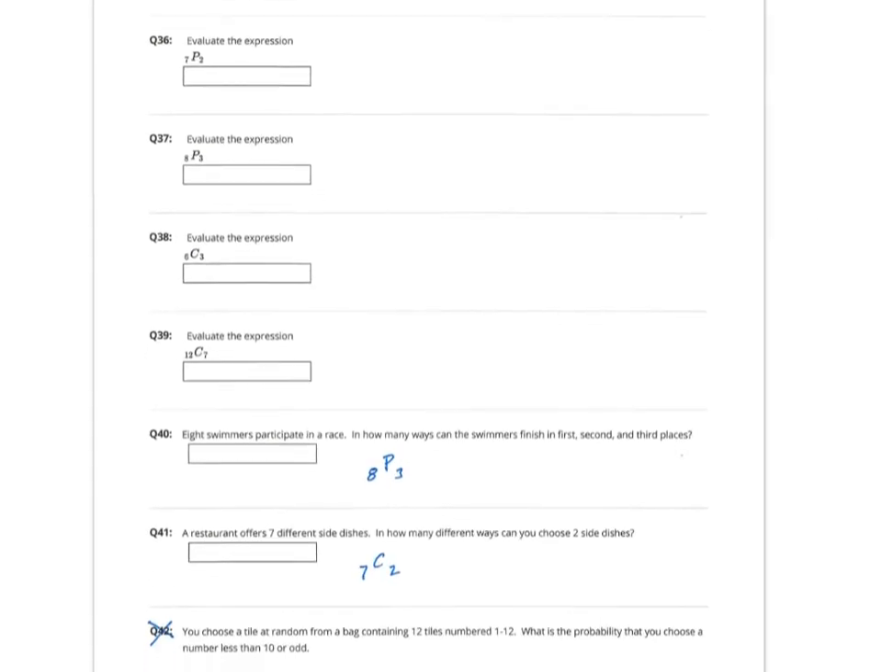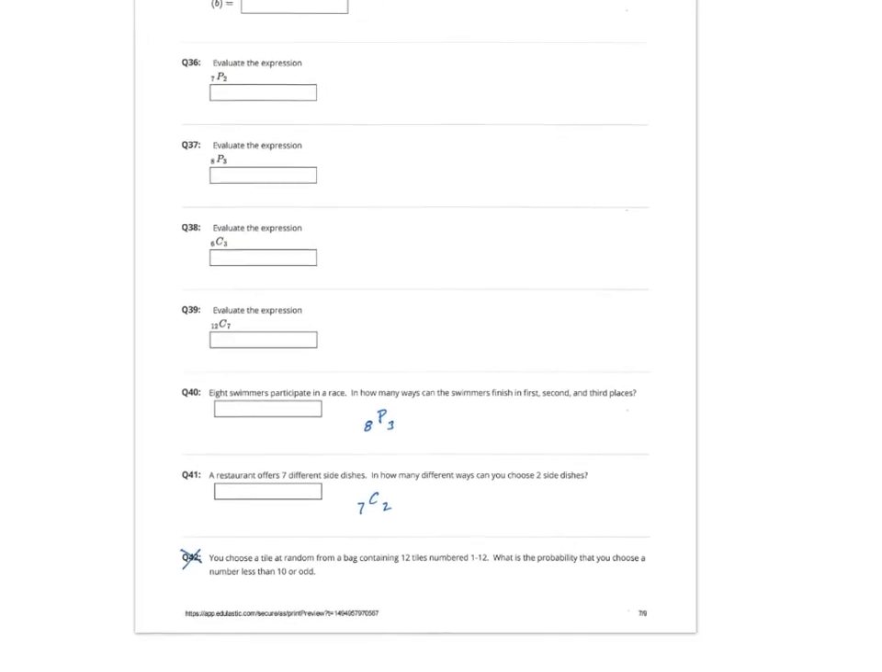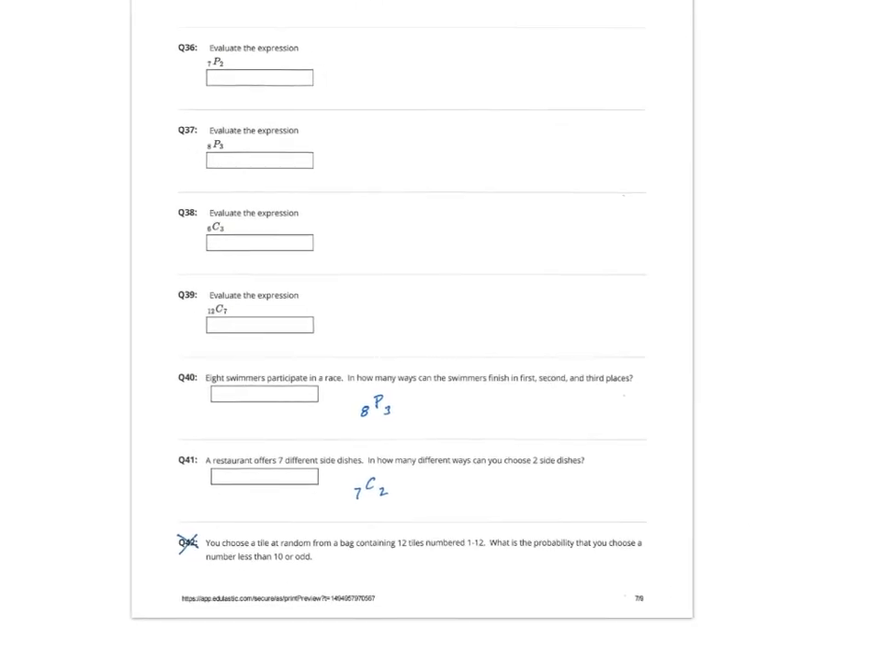All the rest of these, and 41. We're not doing 42, so I'm going to just kind of zoom out here. All of these, this is all calculator work. I set these two up for you. If you can't remember how to do it on the calculator, come see me or Mr. Houston, and we'll help you out.